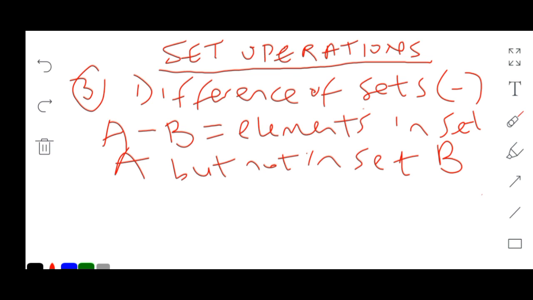So that's what the difference means. Don't forget it's different from B minus A. They are different things entirely. This one will be elements in set B but not in set A. Note that. It's very, very important.